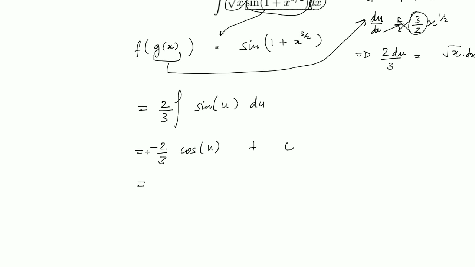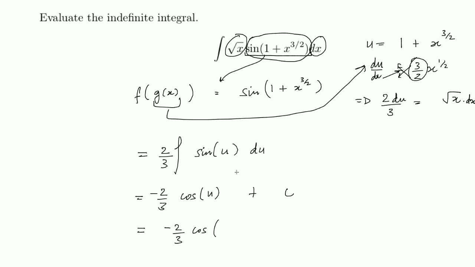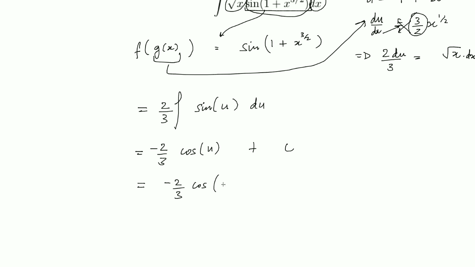Last step that remains is to replace the u's with x's. And so we replace u, cos u, with cos of 1 plus x to the power 3 over 2. So 1 plus x to the power 3 over 2. And your constant of integration, which finishes the problem very nicely.